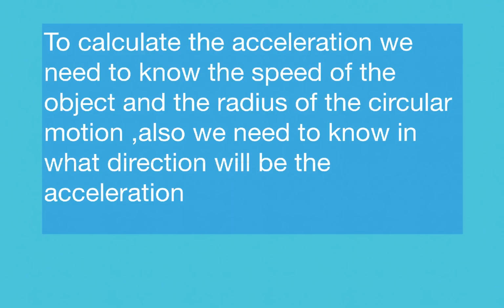Now to calculate this acceleration that is called centripetal acceleration, going to the center, we need to know the speed of the object that is moving around the circle, and we need to know the radius of the circle. Also, we want to know in what direction will be the acceleration. But we know the direction of the acceleration.